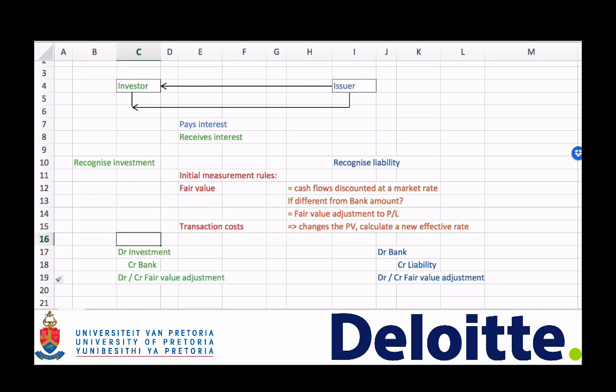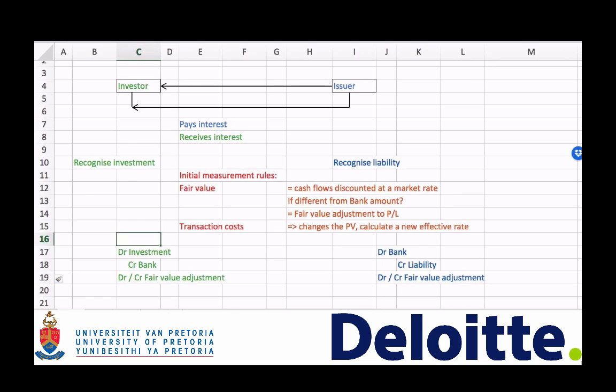This fair value is based on the future cash flows from this debenture, which are the interest amount and then the redemption capital amount. All of those amounts will be discounted back to a present value, and this is the amount that must be used for your initial recognition. If this amount differs from what was actually paid and received by the issuer and the investor respectively, you need to do a day one adjustment to this fair value, and that's recognized in your profit and loss on the first day of this economic event.